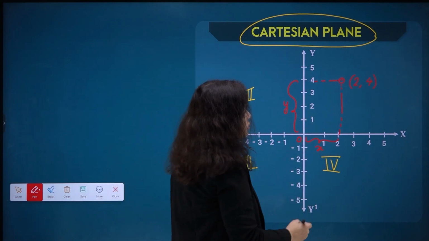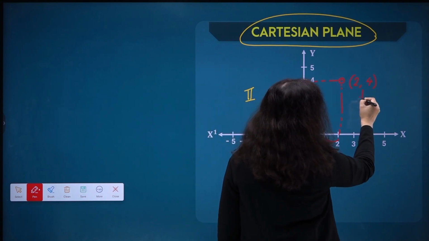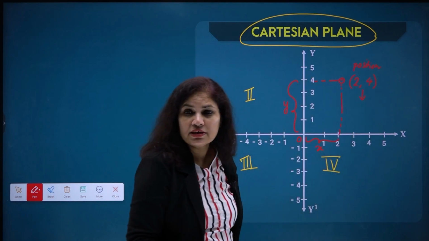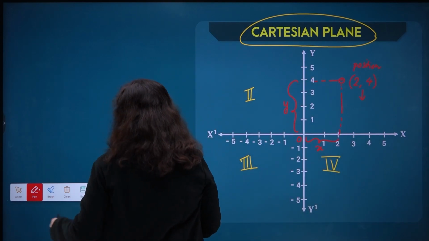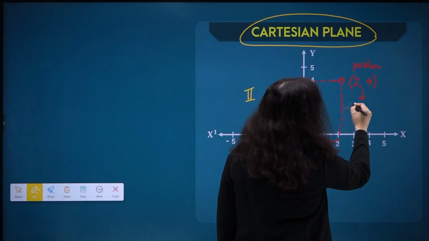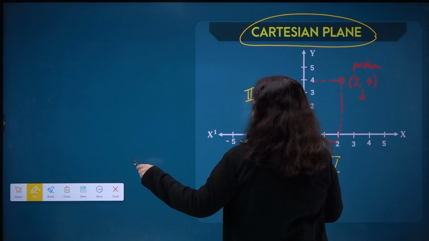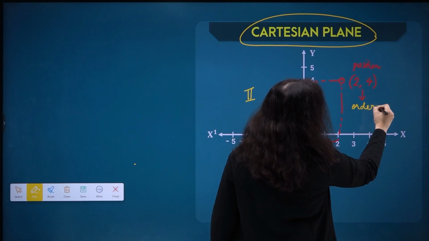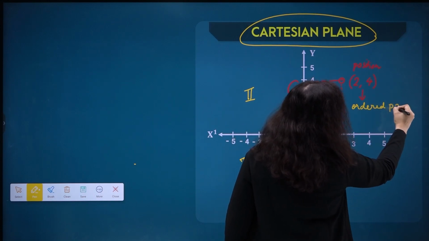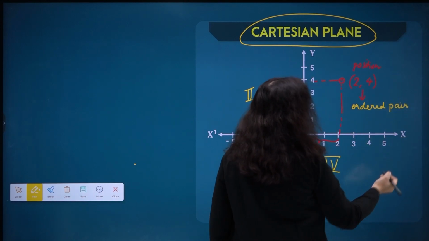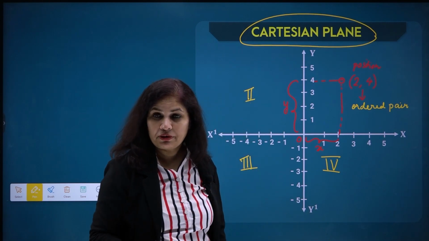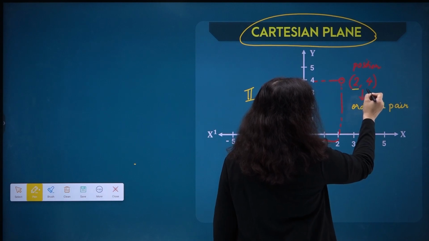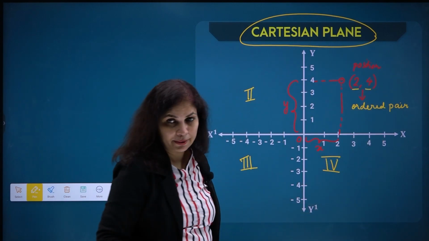So the position of a point is written in the form of an ordered pair. And what is that ordered pair? Why do we call it an ordered pair? We call it a pair because it gives us the position of x and the position of y.